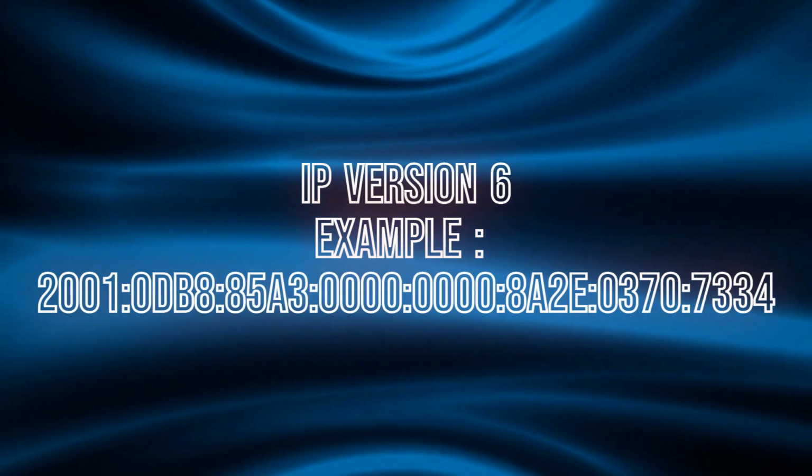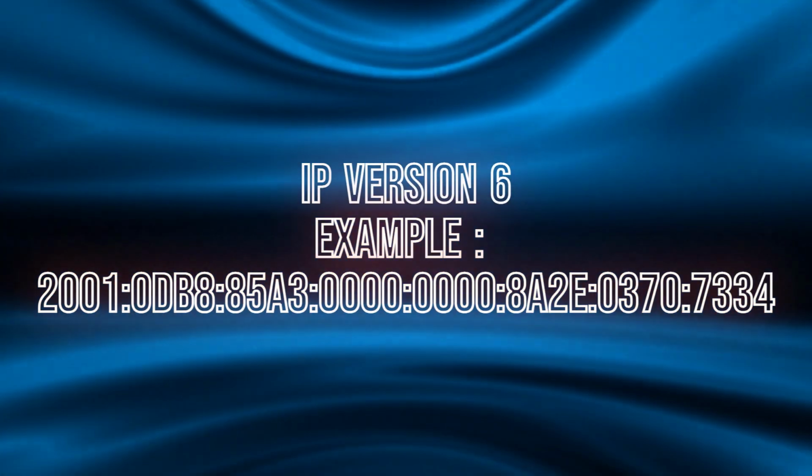Currently, there are over 4.3 billion public addresses. However, this is a finite and largely exhausted pool. There has actually been a creation of another range of public addresses called an IP version 6 address, which has 340 undecillion addresses, but it's not yet widely used.